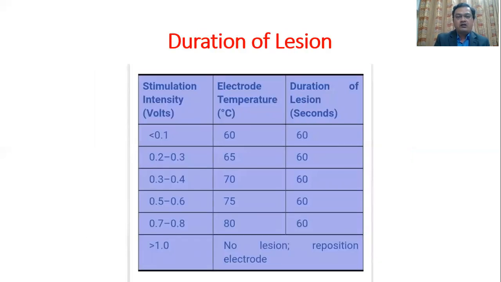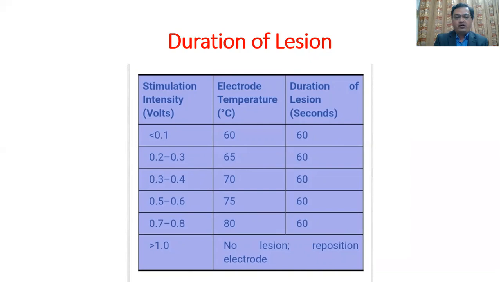Another important thing is what temperature we have to keep for ablation of the nerve and for how many seconds. Multiple options and recommendations are available, but I usually generate three lesions of 60 seconds each. First is 65 degrees, second is 70 degrees, and third is 75 degrees Celsius.